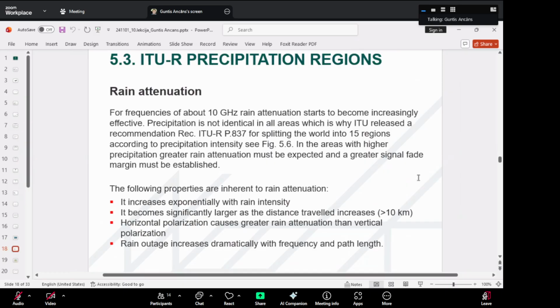Basically, it relates to budget calculation, so for countries closer to the equator, this fade margin or reserve needs to be planned higher in value.